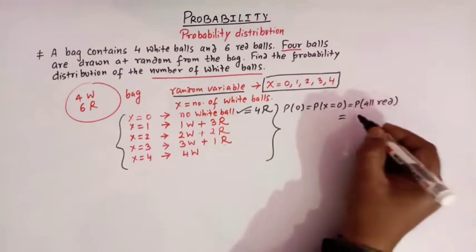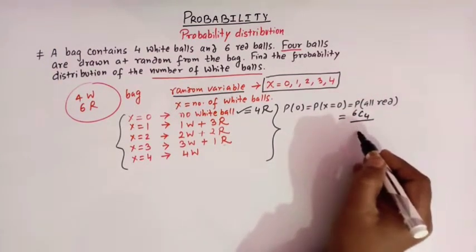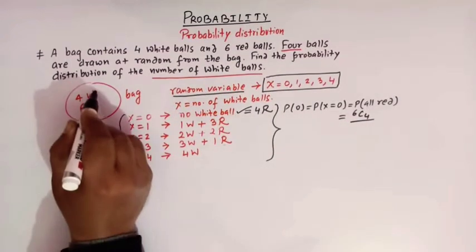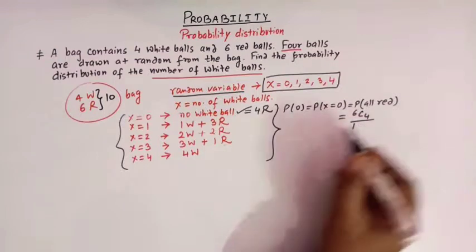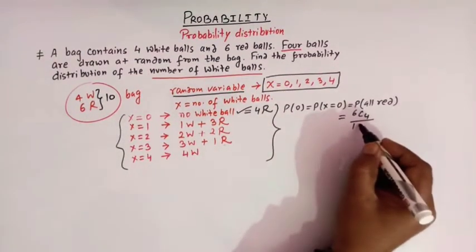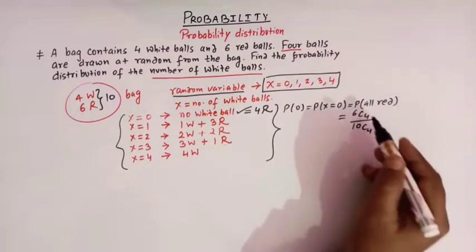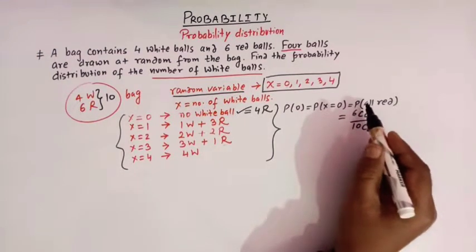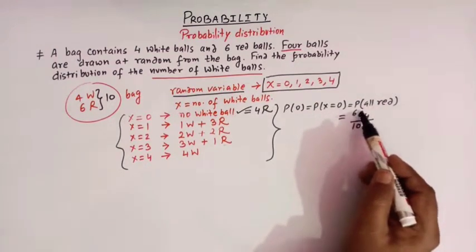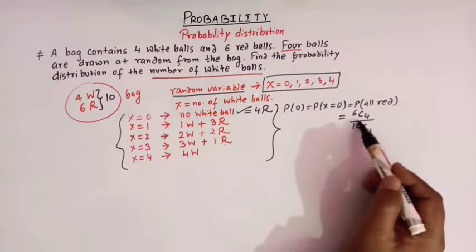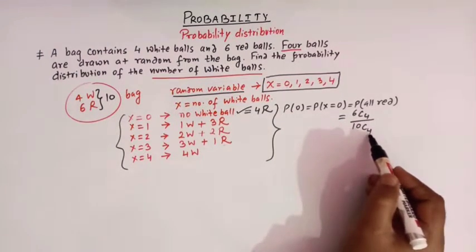So the number of ways would be 6C4, and the total number of cases would be, since the total number of balls is 10, we have to select 4 balls out of 10 balls. So the number of favorable cases when all the balls are red in color is 6C4, and the total number of cases would be 10C4.